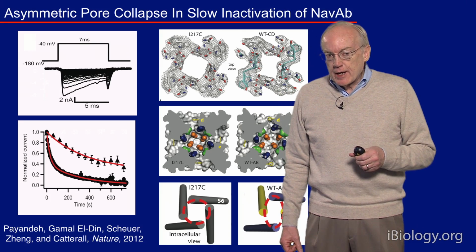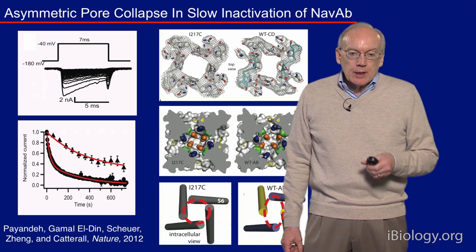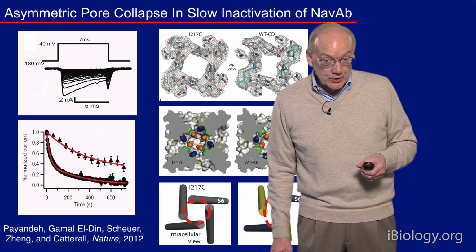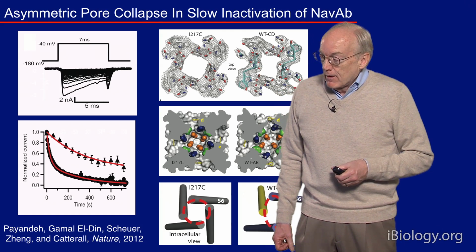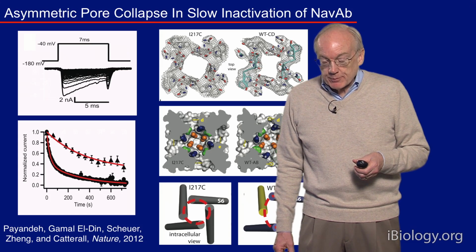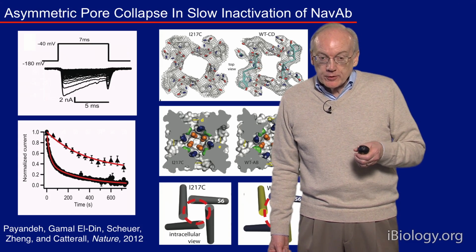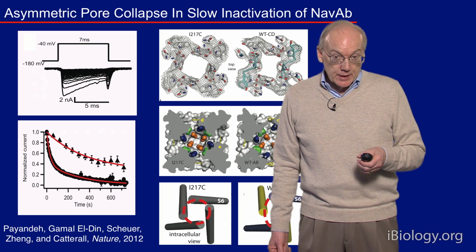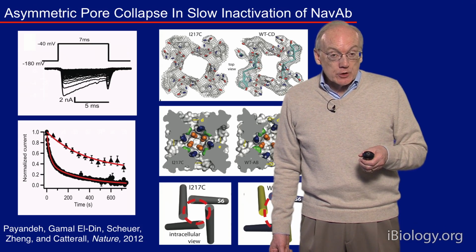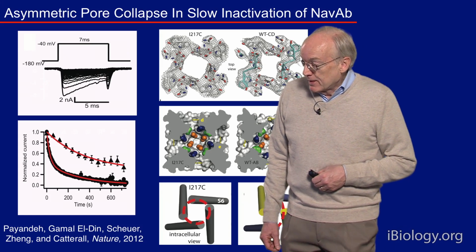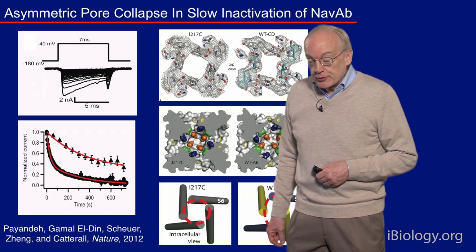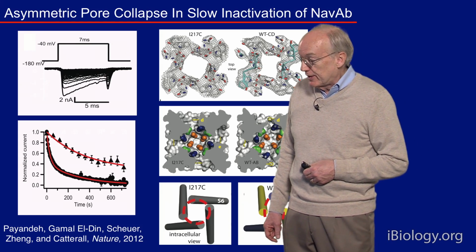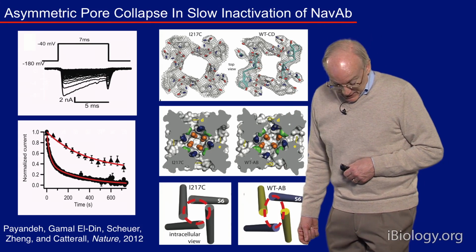Now, this is the first slide I've shown you in which we are studying the wild type version of the bacterial channel NavAb, not the mutant I217C. And the reason we're studying the wild type is that the wild type undergoes the slow inactivation process, which seems to have been prevented in the mutation, which locked the channel in the pre-open state. So the wild type channel crystallized in a different conformation, and we believe that different conformation is the slow inactivated state of the bacterial sodium channel.